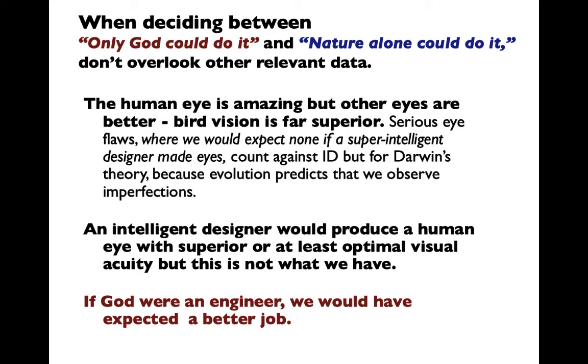The human eye is amazing, but other eyes are better. Bird vision, for instance, is far superior. Serious eye flaws, where we would expect none if a superintelligent designer made eyes, count against ID. And for Darwin's theory, because evolution predicts that we observe imperfections. An intelligent designer would produce a human eye with superior, or at least optimal visual acuity. But this is not what we have. If God were an engineer, we would have expected a better job.